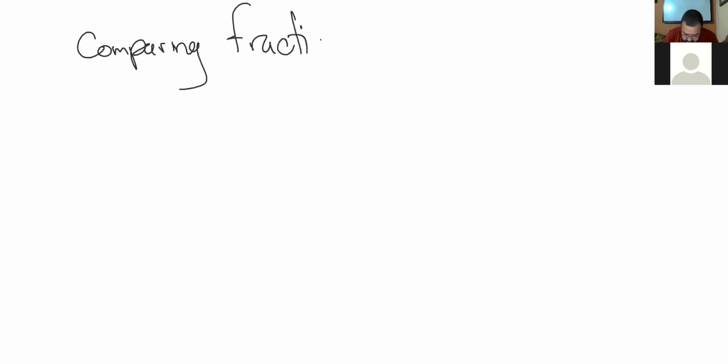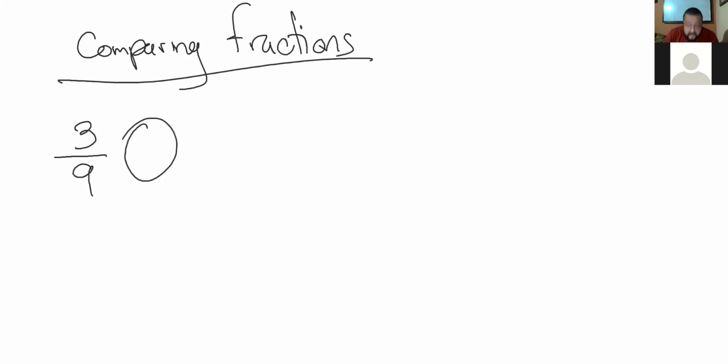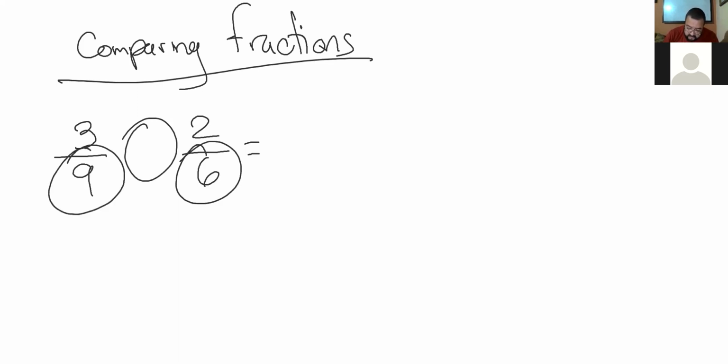So let's work with the next exercise examples. Here we have comparing fractions as the following lesson. We're going to compare 3/9 and 2/6. When we compare numbers or fractions, we need to have the same denominator, so it could be easier to compare. So what are we going to do? We're going to take apart the 6 and the 9 and look for the least common multiple.